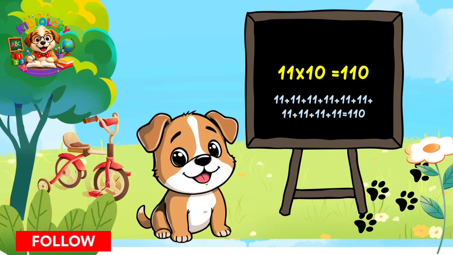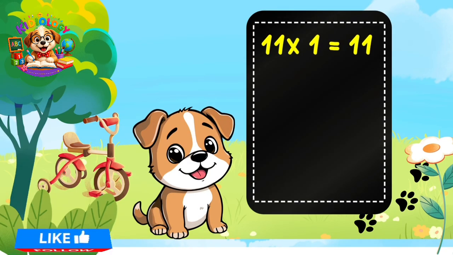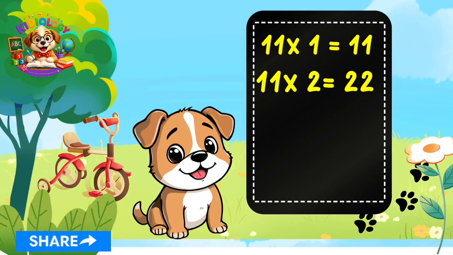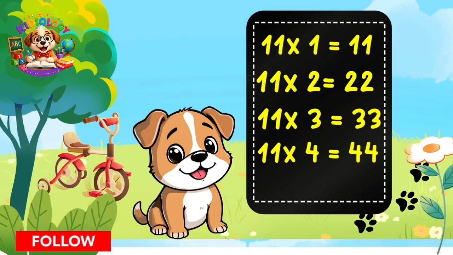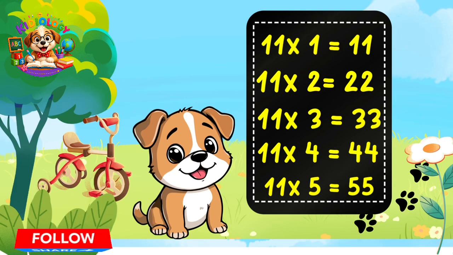Now we will do whole revision of the table. Are you guys ready? Let's take a 5-second break. 1, 2, 3, 4, 5. 11 1 are 11. 11 2 are 22. 11 3 are 33. 11 4 are 44. 11 5 are 55. You can see it is table of 1 on both sides: 1, 2, 3, 4, 5 on both sides.